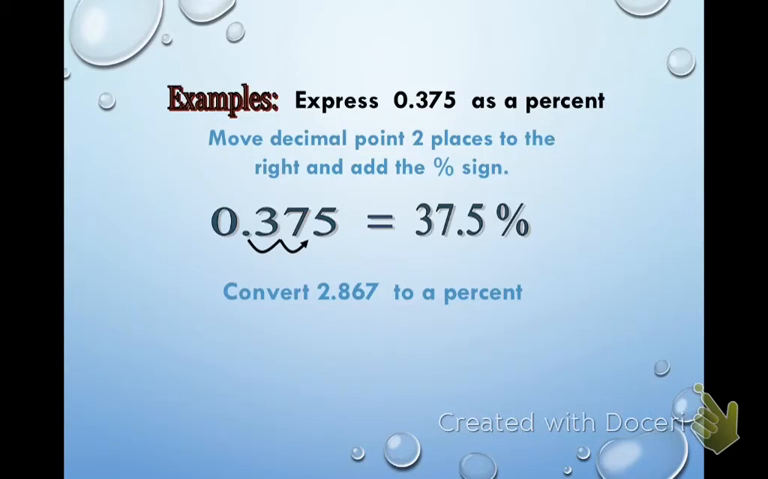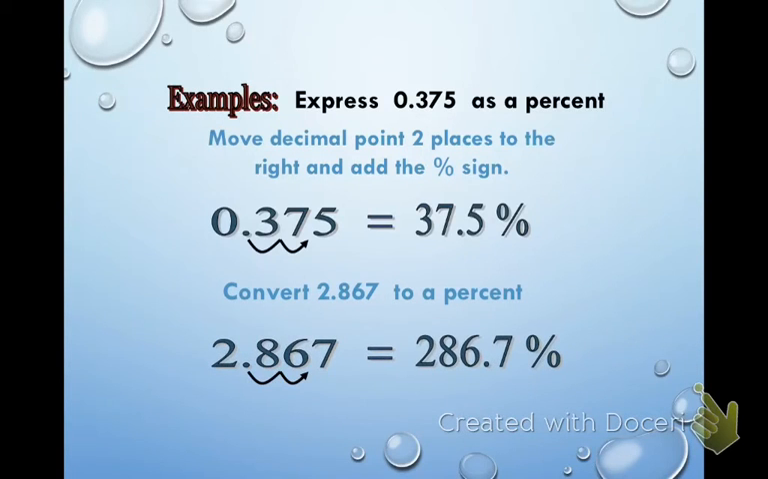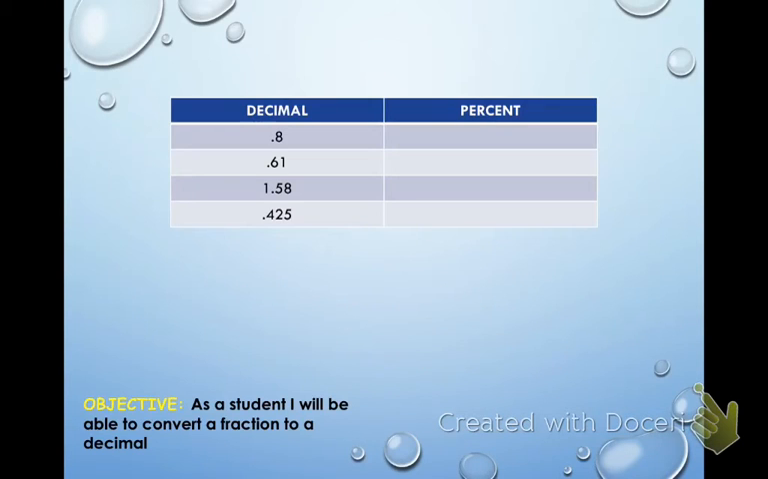What about 2 and 867 thousandths to a percent? Well, you do the same thing. Move the decimal point 2 places to the right and add the percent sign. So, all you would simply get is 286.7%. Now, this is practice number 1. Pause the video and try that. Remember, your steps are move the decimal 2 places to the right and then add the percent sign. Go ahead, try it right now. I'll give you the answers in just a second.